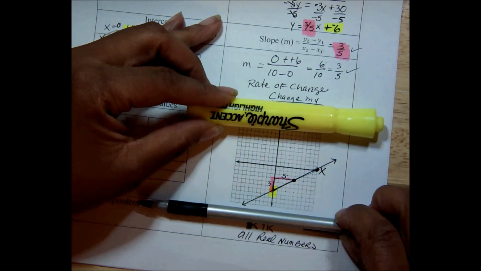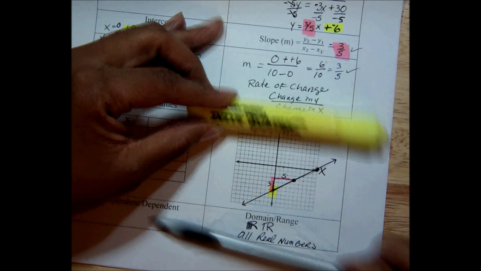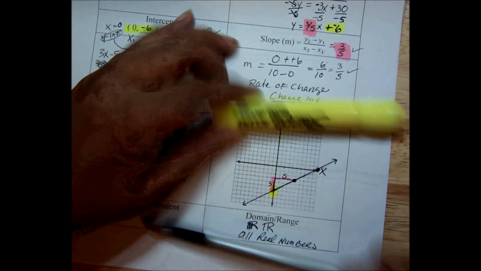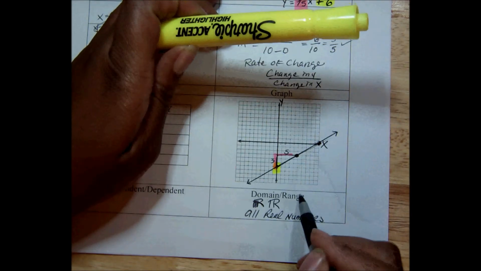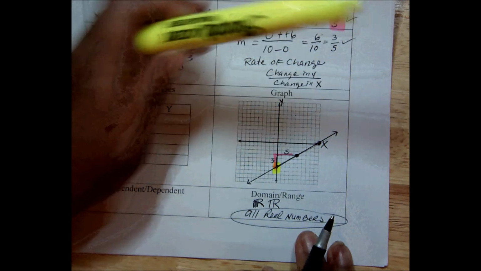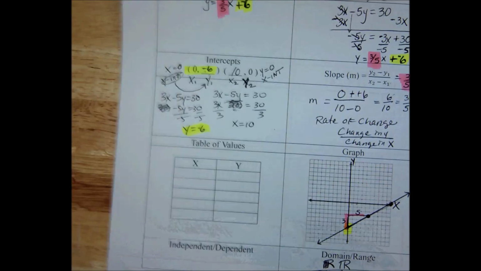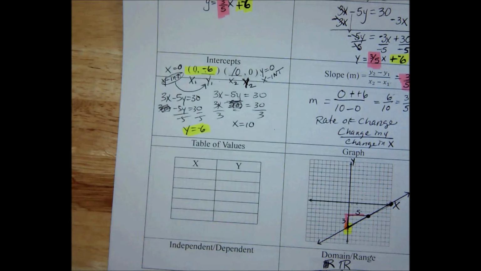So can you stop? No, there's an arrow. Can you stop? No, there's an arrow. So what is the range as well? All real numbers. It's the same for both. Okay, I don't want this video to be too long, so let me hurry up.